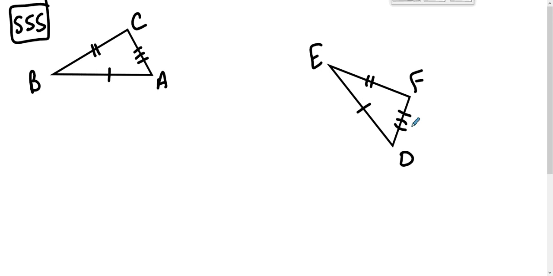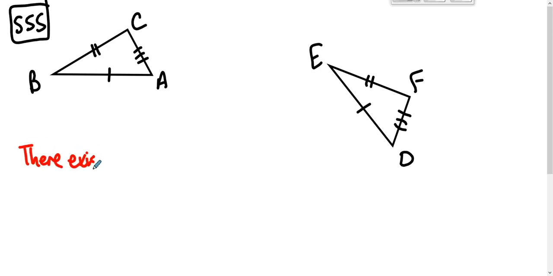To prove that the triangles are congruent, we must prove that there is an isometry such that the image of A is D, the image of B is E, the image of C is F. That's the goal. So some language.